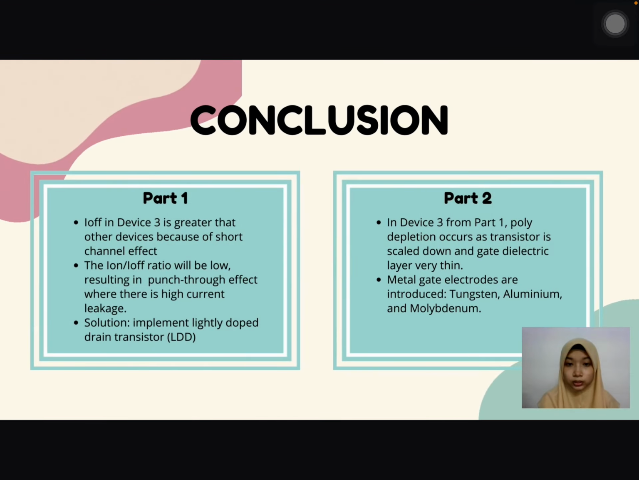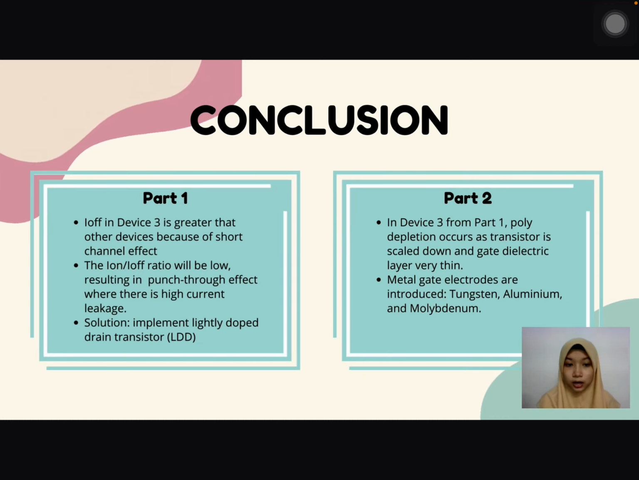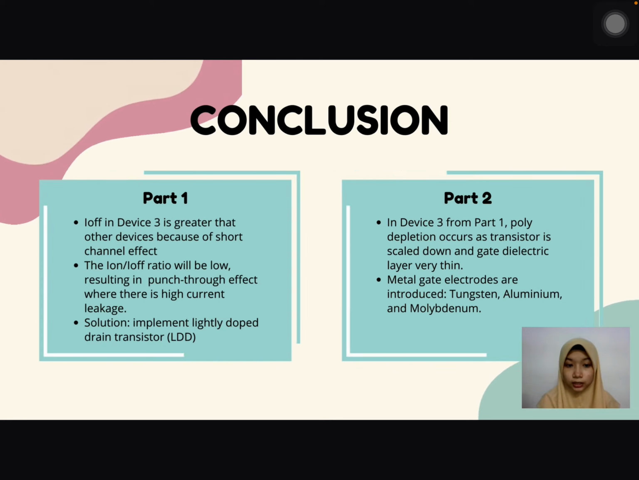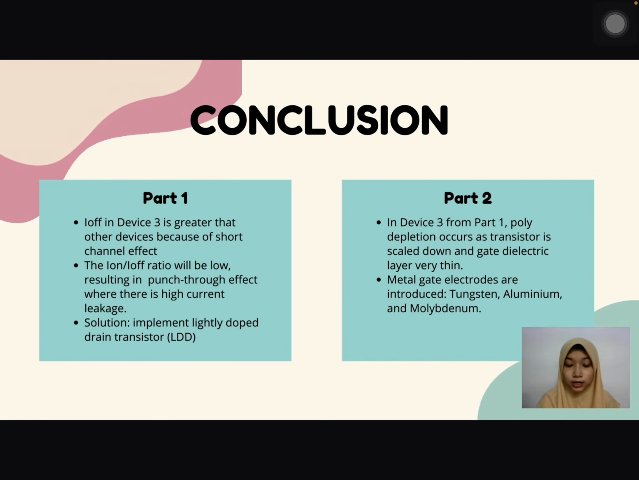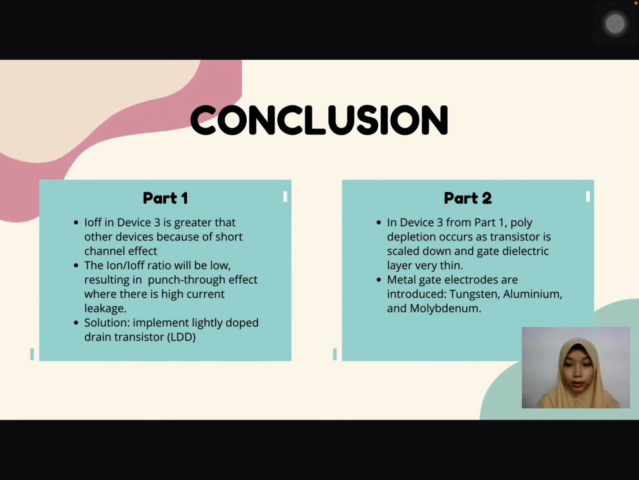Now we've come to the last part of this presentation video, which is the conclusion. For part 1, I off in device 3 is greater than other devices because of short channel effect. The I on I off ratio will be low, resulting in punch through effect where there is high current leakage. Solution: implement lightly doped drain transistor or LDD.